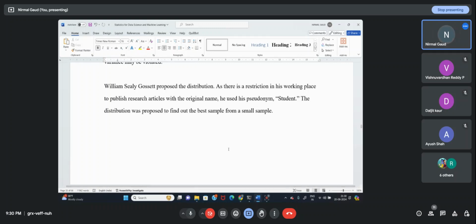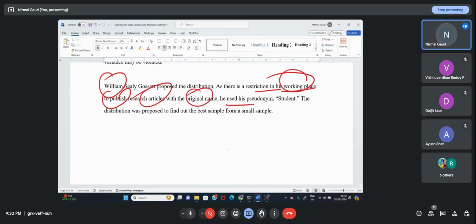Actually, Student's t was proposed by Mr. William Gosset, because there was a restriction at his working place on publishing research papers and articles. So instead of his original name, he used a pseudonym, Student. He was a student there, and because of that he couldn't publish the research article with his name, so he published it under the name Student distribution.